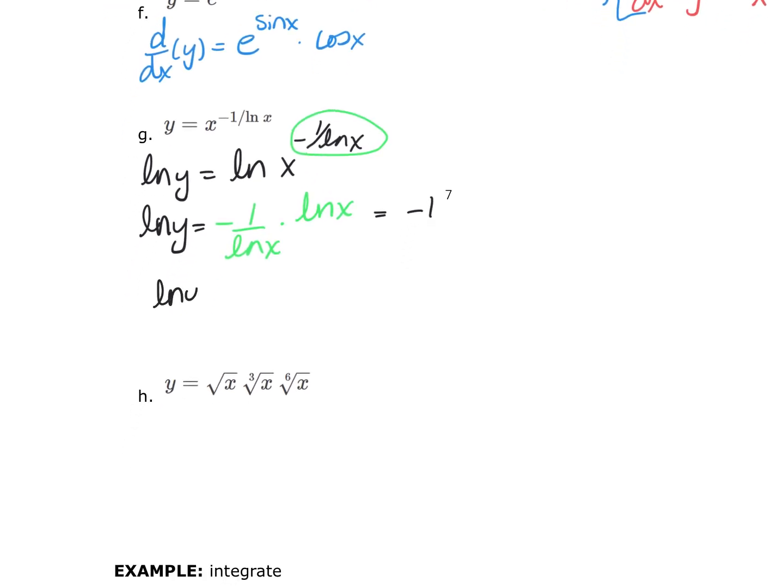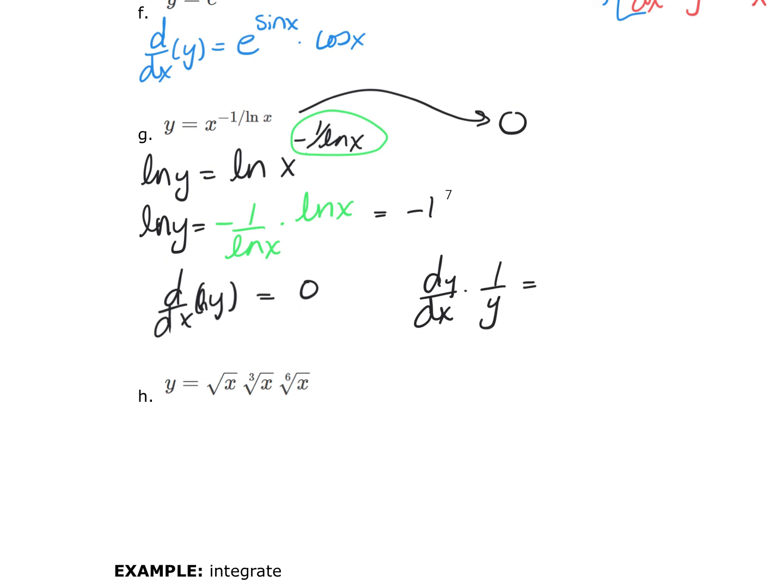So then the derivative of the natural log of y, d/dx of the natural log of y, is going to be 0. So this is equal to 0. Now, what I end up with is dy/dx multiplied by 1 over y is equal to 0, and when I multiply both sides by y, I'm going to get dy/dx is just simply equal to 0.